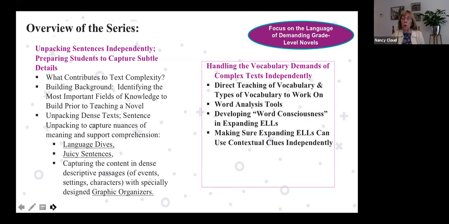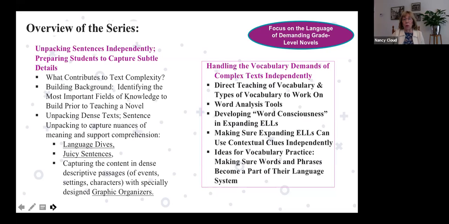And then we also want to be absolutely sure that kids can use every type of contextual clue independently, so they can go after words that they don't know, that they would have strategies to say, there's a word I don't know. Well, let's see if I can find something in the same passage that can help me. And there are 7 different types of context clues, and we want to make sure they can use all of them.